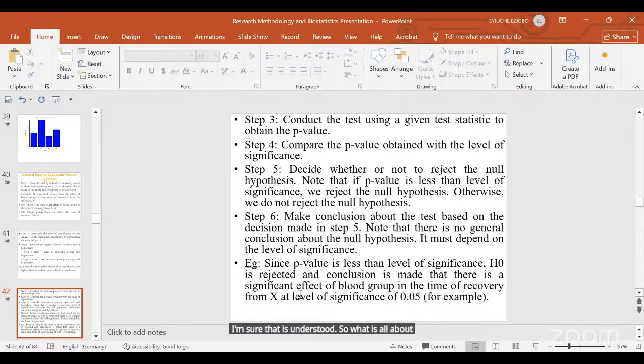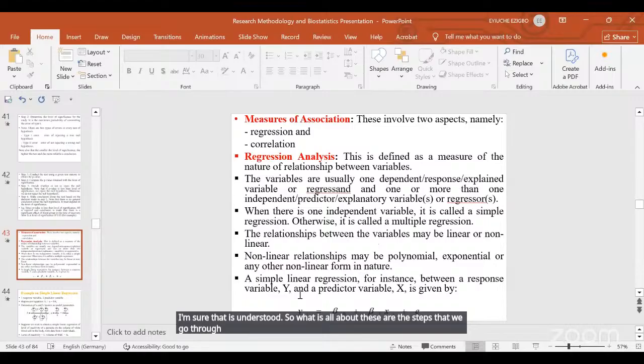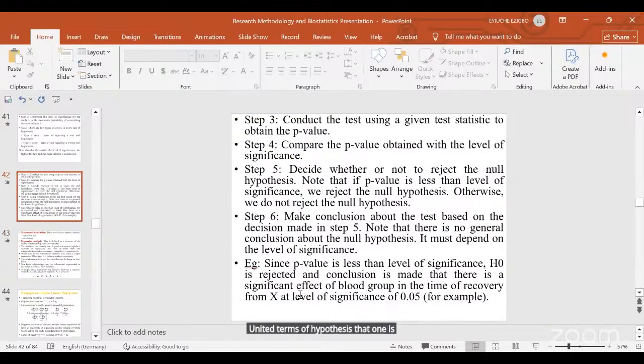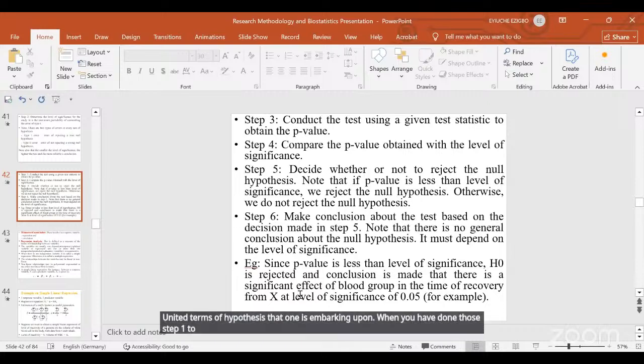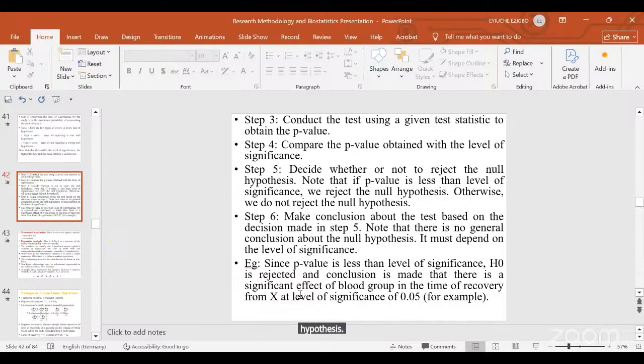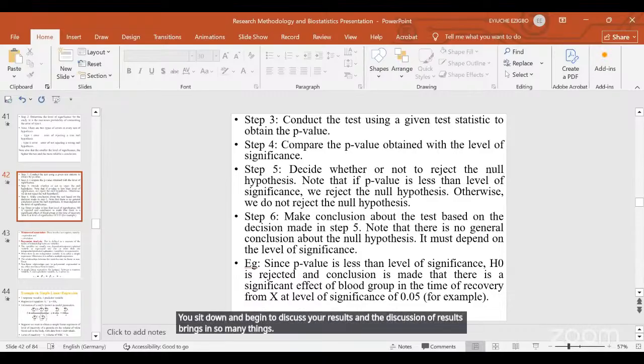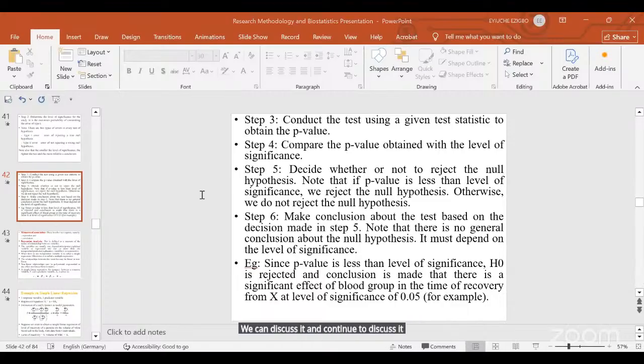These are the steps that we will go through in any test of hypothesis that one is embarking upon. When you have done step 1 to step 6 as itemized, you have concluded the test of hypothesis. Every other thing that is remaining is for you to discuss your results. You sit down and begin to discuss your results. And the discussion of results brings in so many things. In some researches, the discussion of results even involves what people had said before in that particular subject.